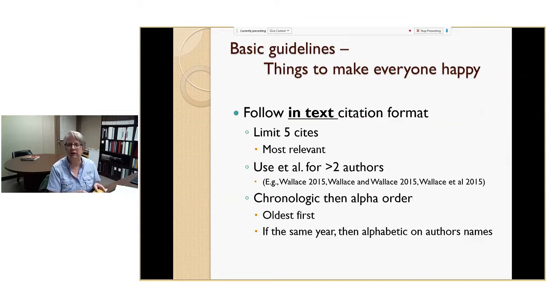Next, follow the in-text citation format. We ask you to limit your in-text citations to 5 per instance, so use the most relevant. The format is going to be single author, last name and year. If there are 2 authors, last name and year. If there are more than 2 authors, it's the first author's last name followed by the year. And these will all go in chronological order, and then alphabetical order if there are citations from within the same year.